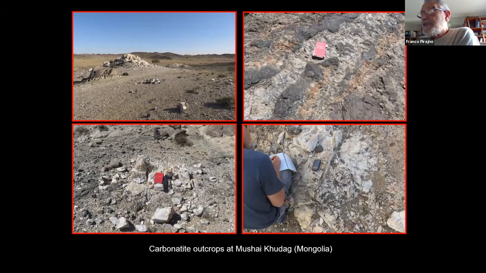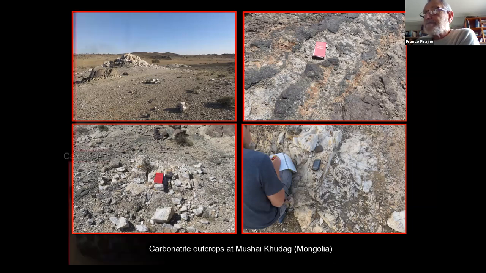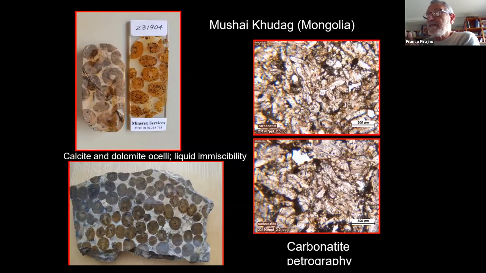The trip in Mongolia was very interesting, and there are some carbonatite outcrops in Mongolia. There it is, nice and lovely. And here too you see calcite and dolomite, which reflect liquid immiscibility. To give you an idea what these things look like, this is the section, a carbonatite petrography. But here the interesting part is that you have this liquid immiscibility again, showing very nicely.